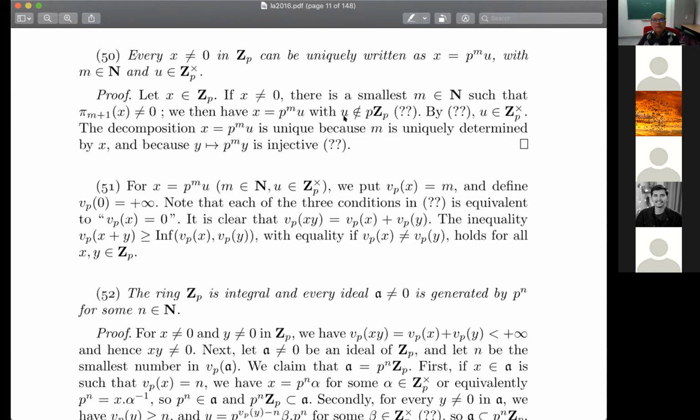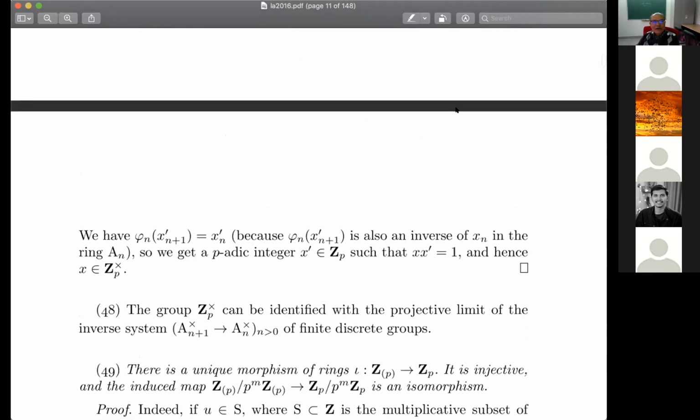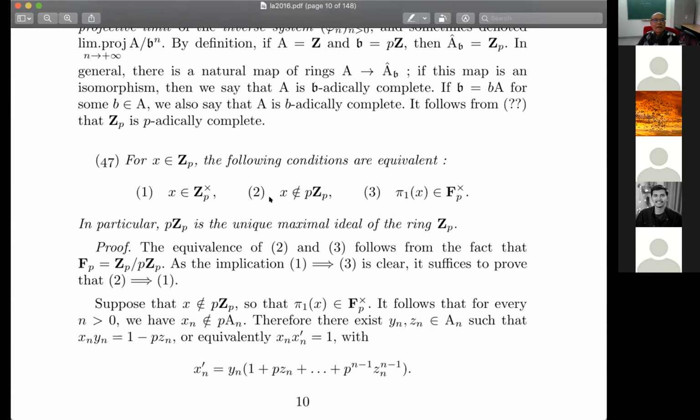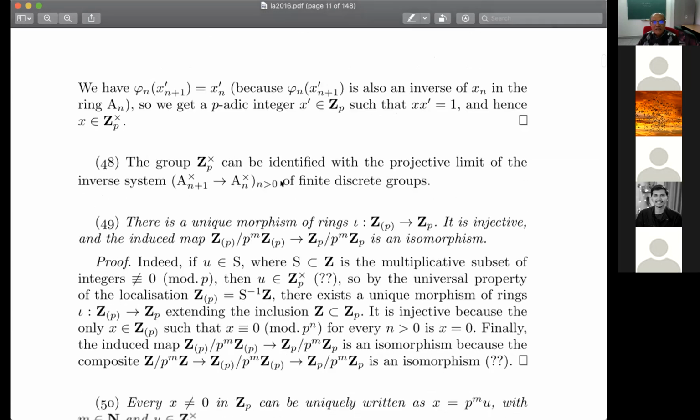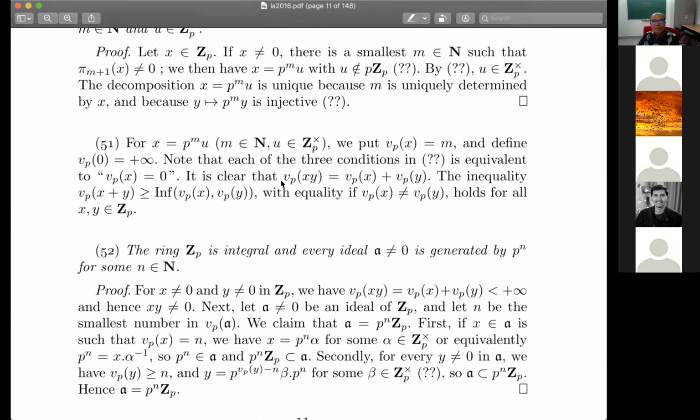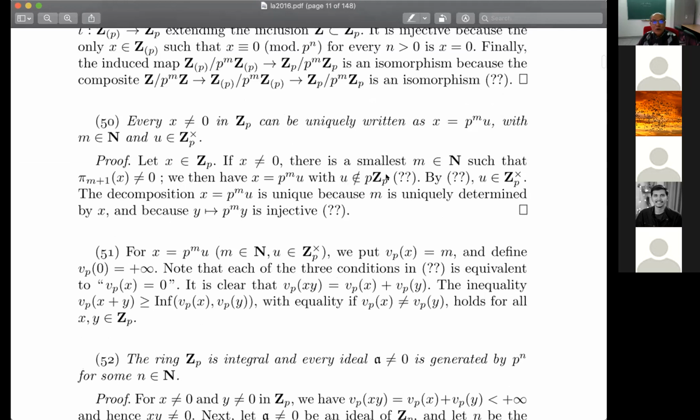So, for example, here it says, by this thing, U is in ZP star. So what is this question? What do these question marks stand for? I believe that they stand for this assertion, this E. Something not in PZP is equivalent to X being in ZP star. That is what is being used here, right? We had something not in PZP, and then we are saying that it is in ZP star. So that was the statement being used here.